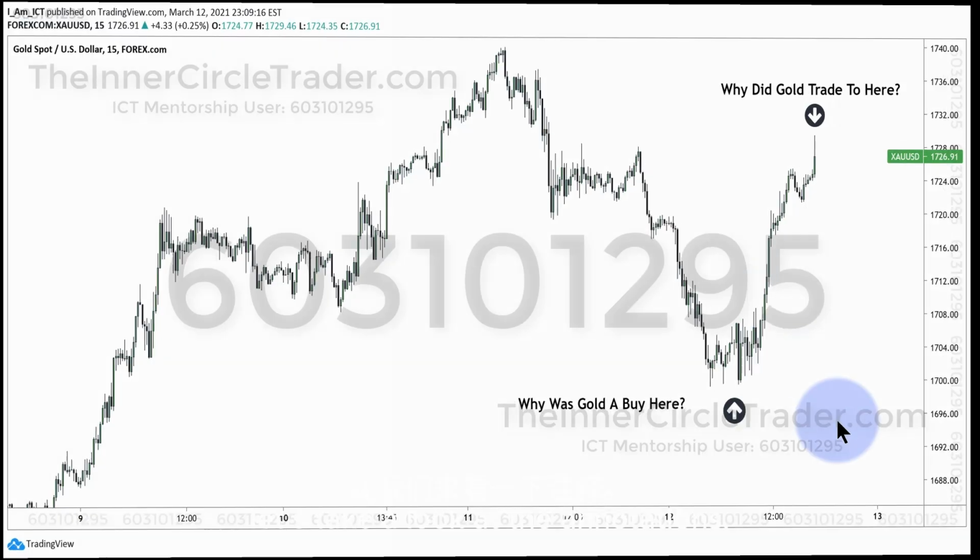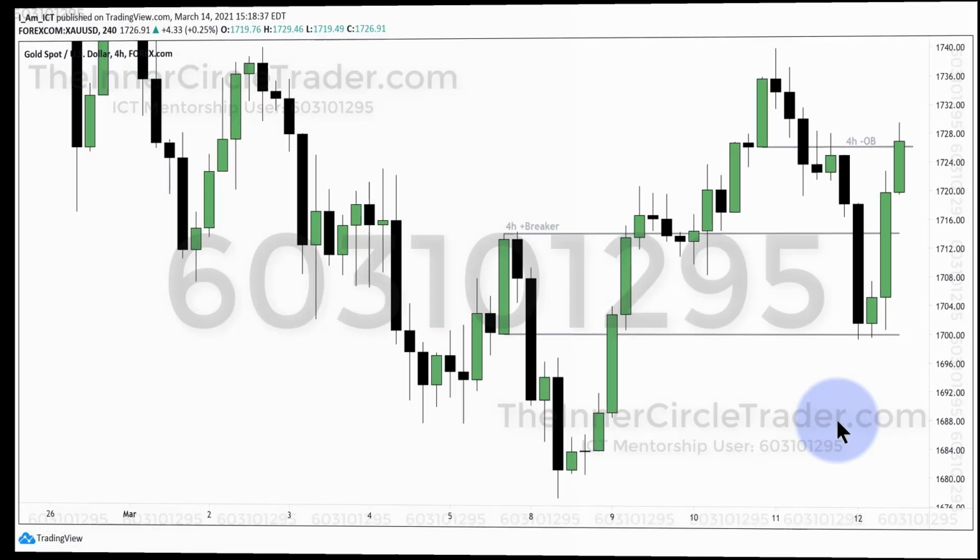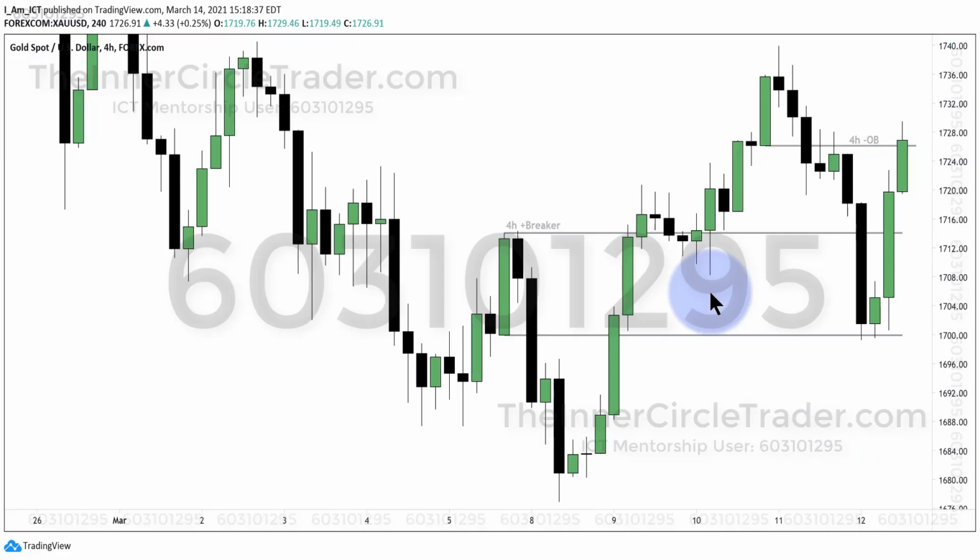So let's take a look at the annotations. First and foremost, on a 4-hour chart, we have a low, high, lower low, and then runs away. So we have a breaker here. This is a bullish breaker. It's the last up close candle prior to that lower low being formed and then trading higher above it.